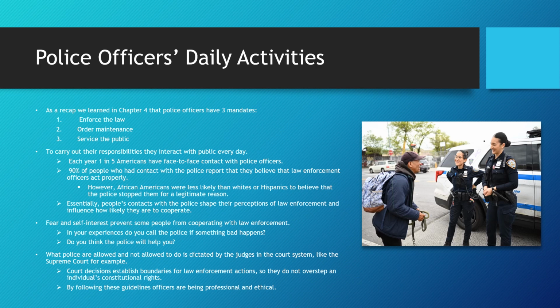And it is important to note that what police are allowed and not allowed to do is dictated by judges in the court system, like the Supreme Court, for example. The court decisions establish boundaries for law enforcement action so they do not overstep an individual's constitutional rights. Therefore, by following these guidelines, officers are being professional and ethical, which is really important because the public has expectations of police to operate consistently with American values. So as long as they follow the guidelines set by the judges in the court system, they are fulfilling the expectations that we have of them.